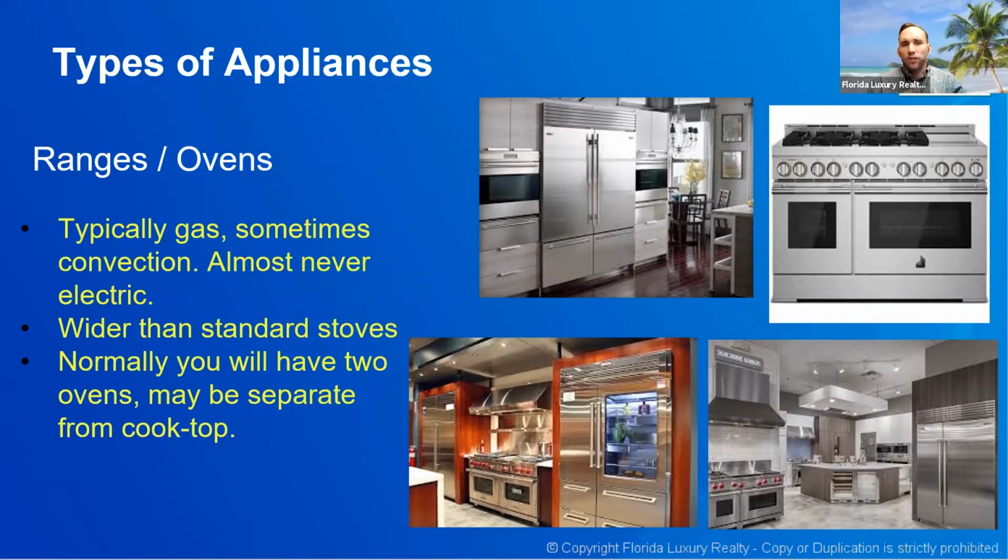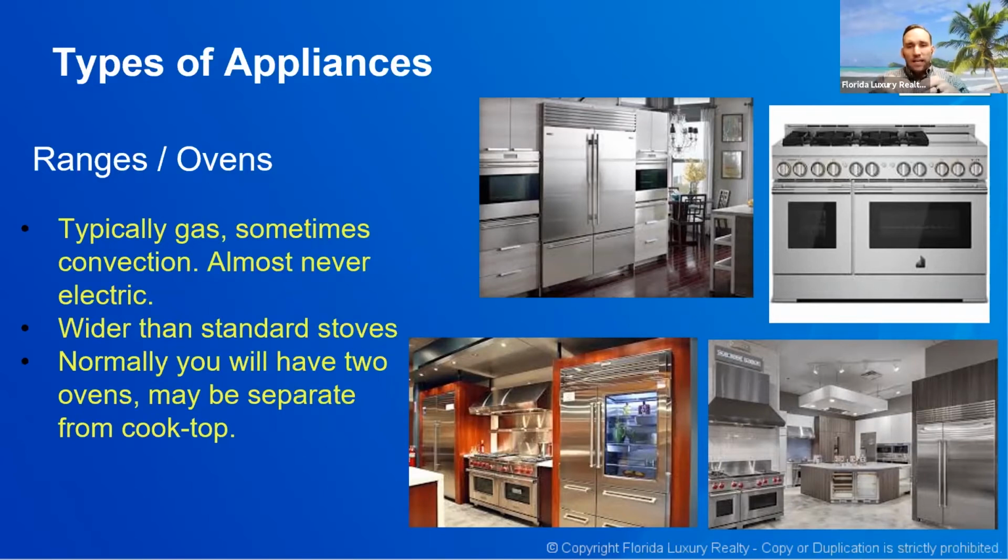When it comes to ranges and ovens, it's similar but different. Your premium ranges will almost always be gas and will occasionally be convection, but they will almost never be electric. In all of the high-end units I've ever seen, I know for a fact Viking and Wolf don't even make an electric unit. It's not even in their product line.